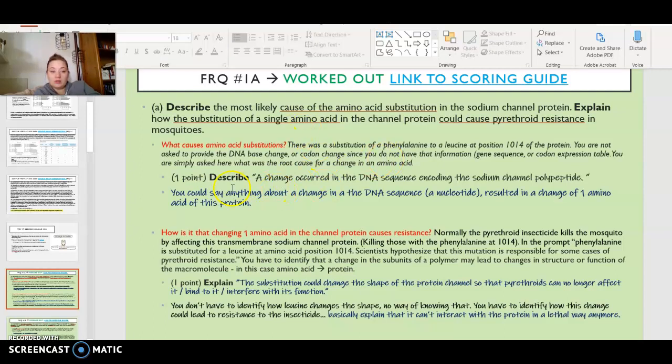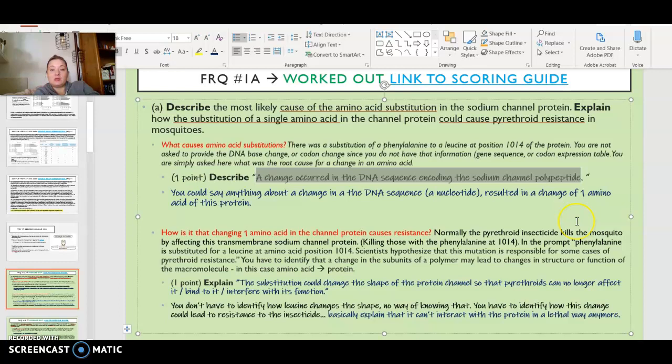It can be literally as simple as a change occurred in the DNA sequence that encodes for that sodium channel protein. That's what it is in the rubric. I think you could say there's a change in the DNA sequence, or a change in a DNA nucleotide resulting in a change of one amino acid of this protein. I think that would still get the describe point, and that's 1 point.